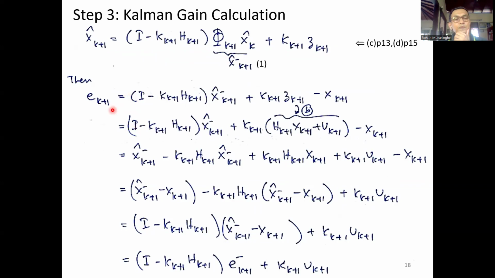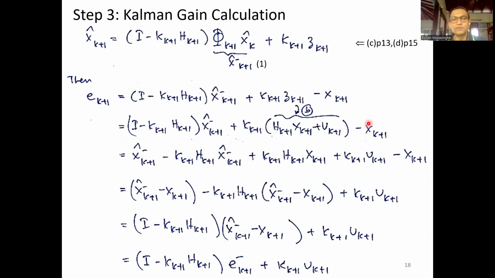Now, what is the error at K plus 1? This is the estimate of the Kalman filter. The filter says, okay, this is your state at K plus 1, right? Now, what is the error? Error is the Kalman filter estimate minus actual state. So I get this entire thing over here and put a minus x k plus 1. This is the actual value. This is the predicted value by the Kalman filter. This is the error. Okay.